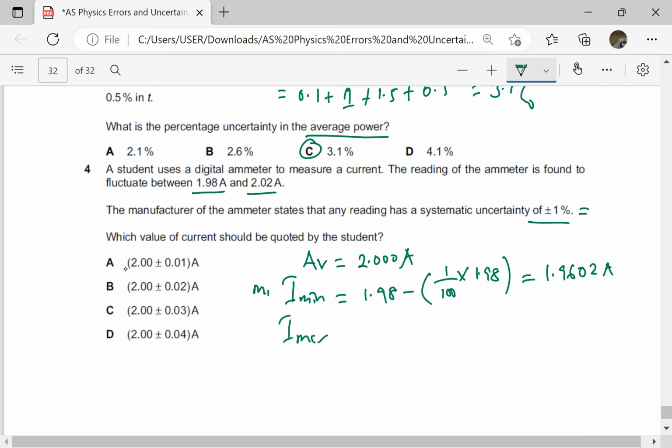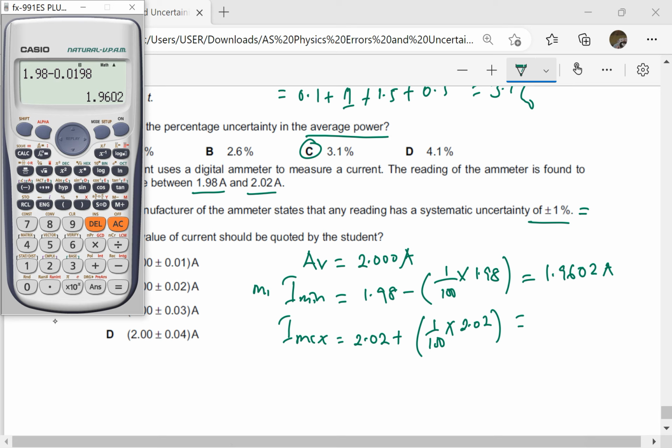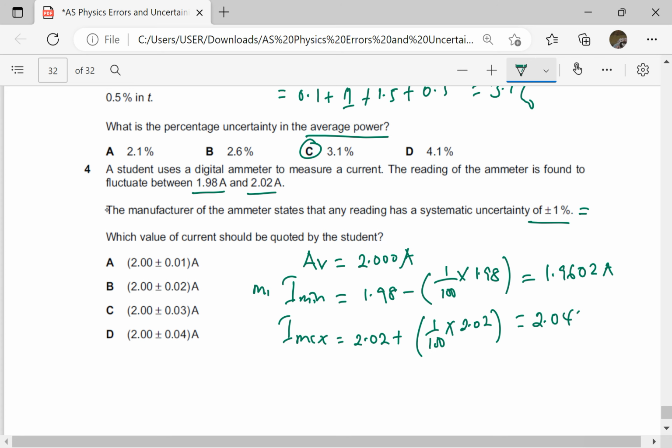The maximum value we expect is going to be 2.02 plus, we add the uncertainty, 1 over 100 times 2.02, which is going to be 0.0202, which gives us the maximum value of 2.0402.